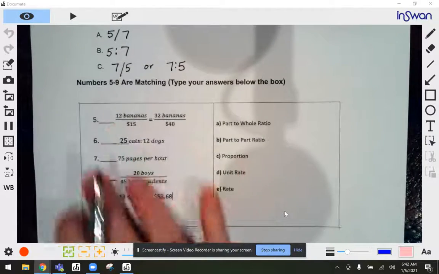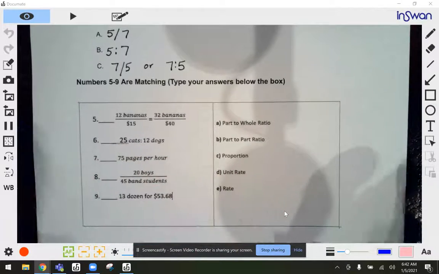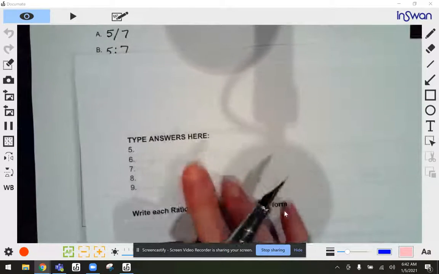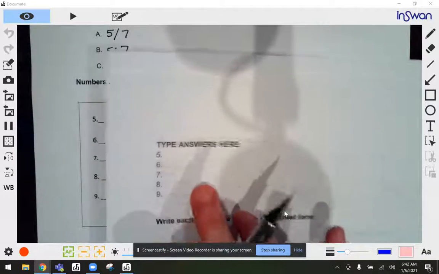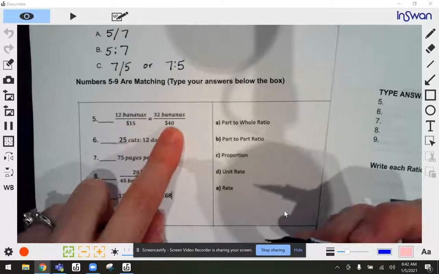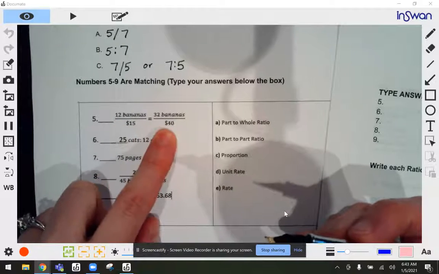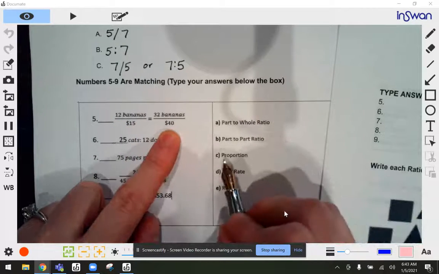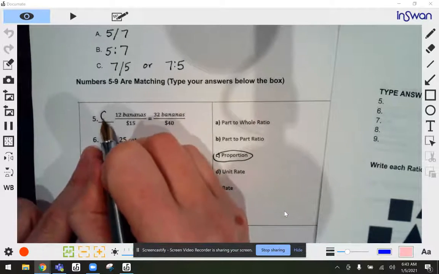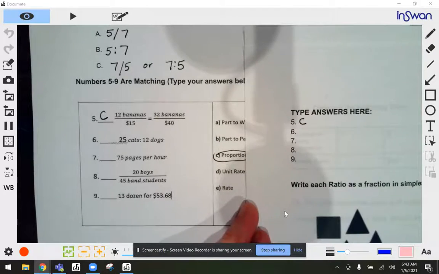All right, so for this section, on your document, you're not going to be able to type right in these lines. You'll actually type your answers on the next page here. So as we answer these, we'll just write our answers here. So here, we notice that we're comparing two ratios. Remember, that is a proportion, okay, when we say that two ratios are equivalent. So number 5 here would be C, and on your document, you would just type C here for number 5.